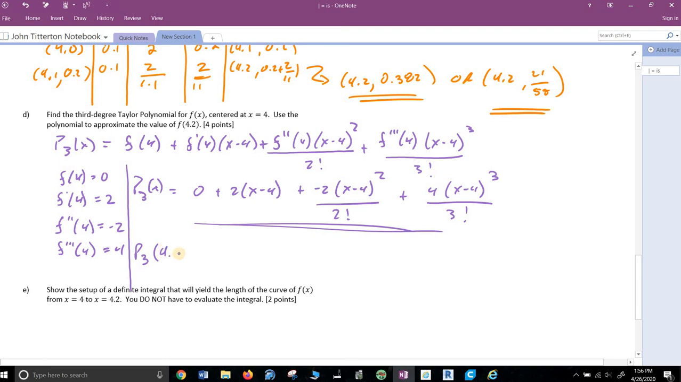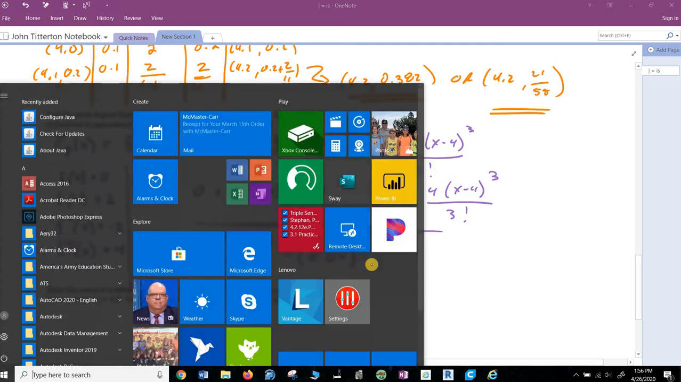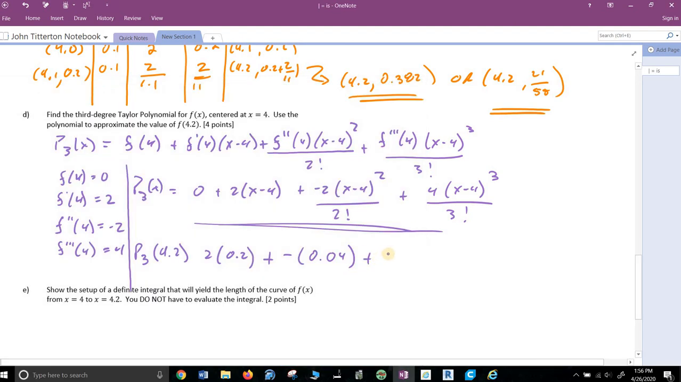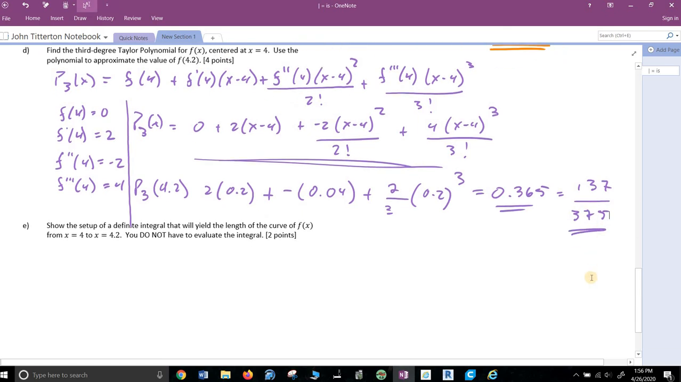of 4.2, 2 times 4.2 minus 4 is 0.2, plus negative 2 over 2 cancels, negative 0.04 because it's 0.2 squared, plus 2 over 3, 4.2 is 0.2 to the third, which is 0.008. Blast all this out, you get 0.365. If you really sold out, went for the fractions, first off, good for you. You get that. All right.